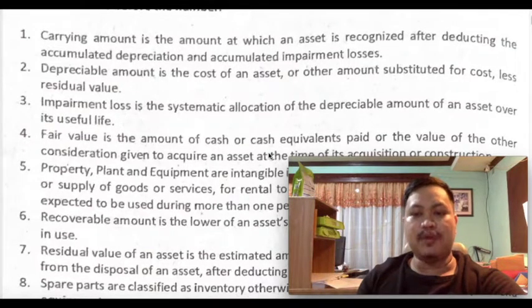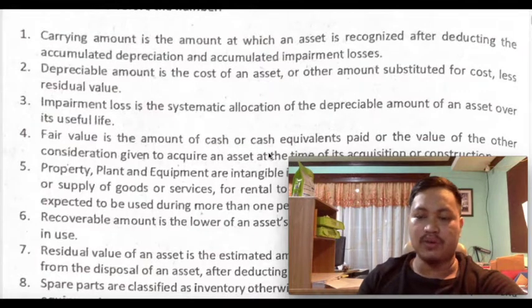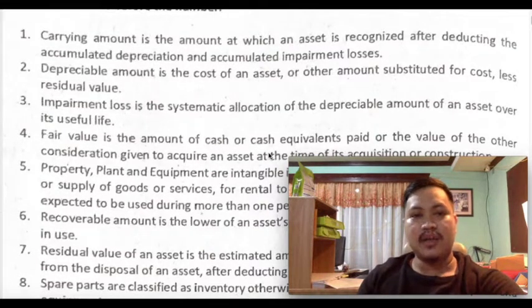But if you are specifically asked for the definition of carrying amount as far as PAS 16 is concerned, then it would be the amount at which an asset is recognized after deducting the accumulated depreciation and accumulated impairment losses. And if we are to scrutinize this definition class, this would still fall under our general definition for carrying amount because the amount that is recognized after deducting depreciation and impairment class would be the amount that would be reported in the statement of financial position.